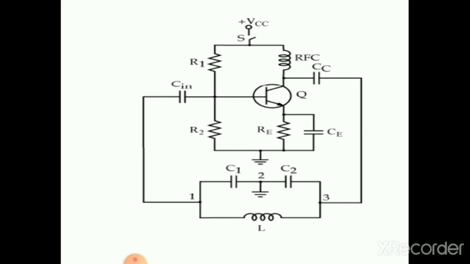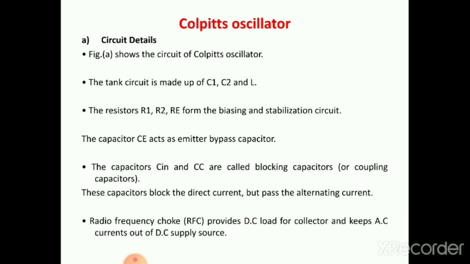Remaining things are the same: Cin, R1, R2, RE, CE, RFC and CC, in common emitter configuration, with C1, C2, and L. The figure shows the circuit of the Colpitts oscillator. The tank circuit is made up of C1, C2, and L. The resistors R1, R2, RE form the biasing and stabilization circuit. The capacitor CE acts as an emitter bypass capacitor.